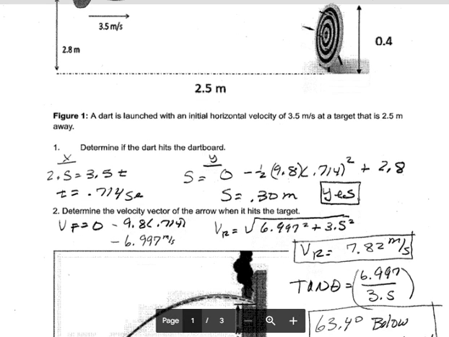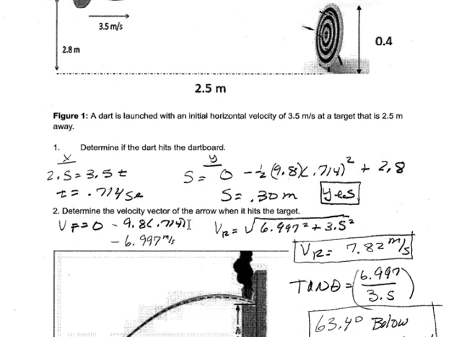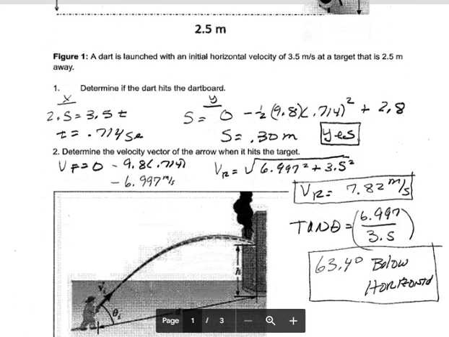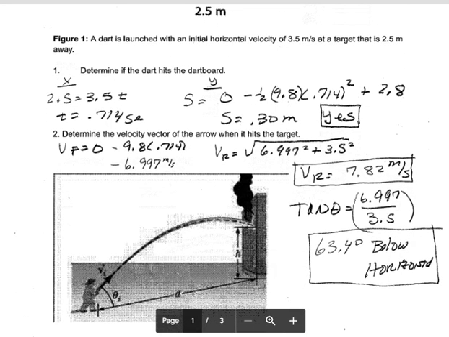Now when I want to determine the velocity vector when it hits the target, I just need to find the velocity in the y direction at 0.714 seconds. And then I Pythagorize that together and inverse tangentize that. So I've got an x direction velocity and a y direction velocity. Ending result is 7.82 meters per second at 63.4 degrees below the horizontal.